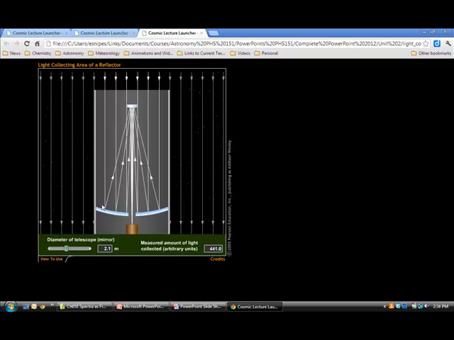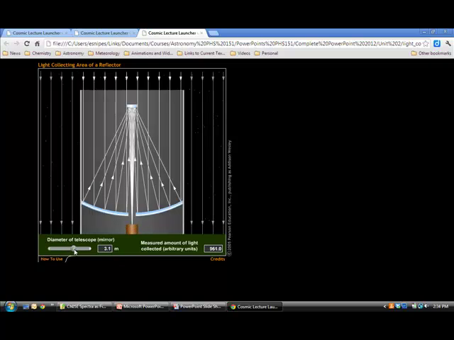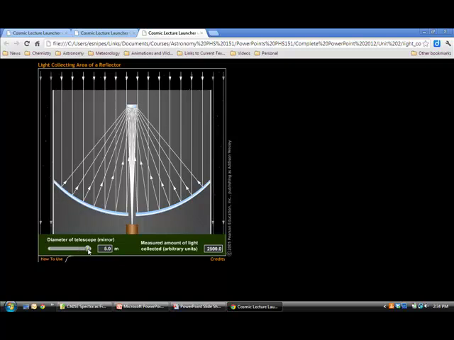This is a type of reflecting telescope known as a Cassegrain. It's known as a Cassegrain because the image is actually redirected out back through the primary or the main mirror. Let me go ahead and make the mirror as large as we can. Wow, look at all those photons being collected. That's a 5 meter in diameter, what we call primary mirror.